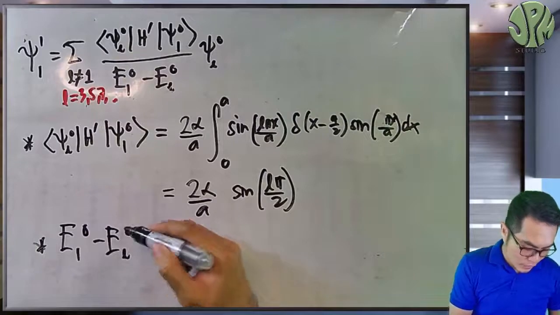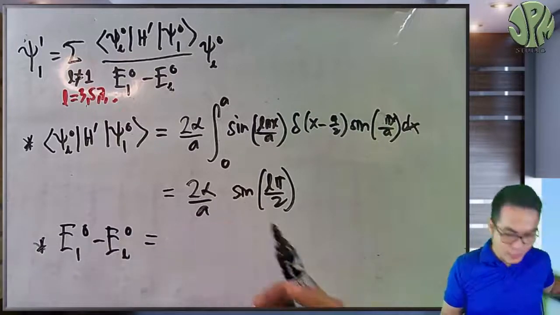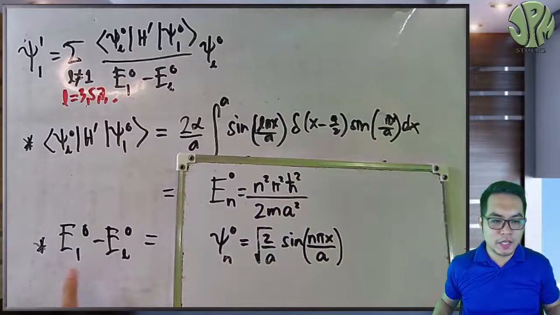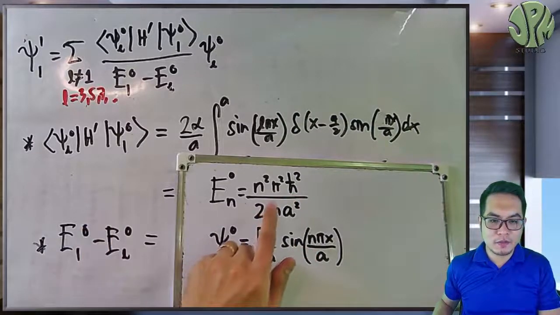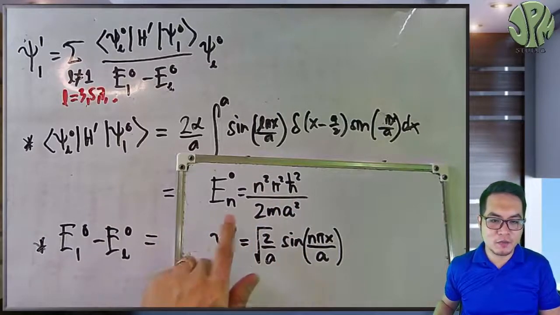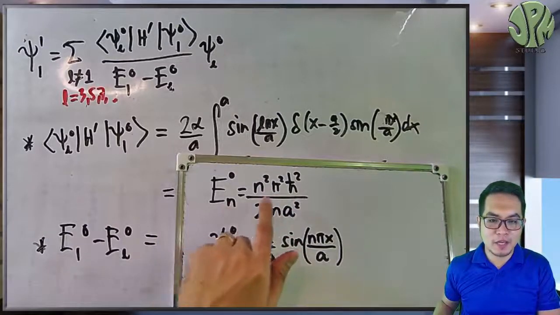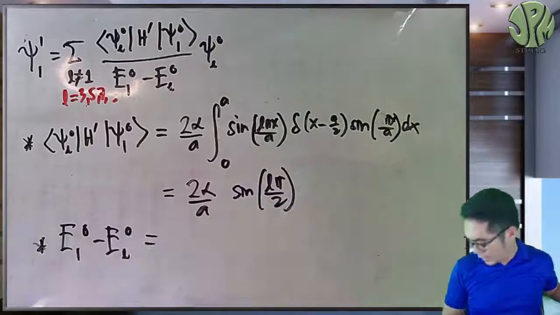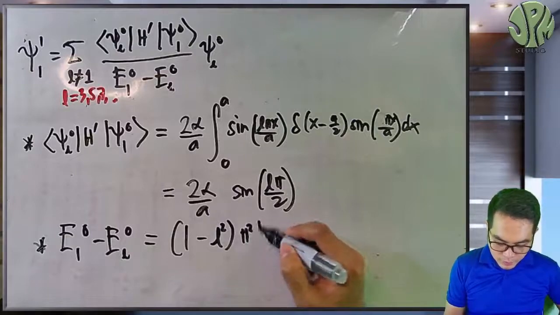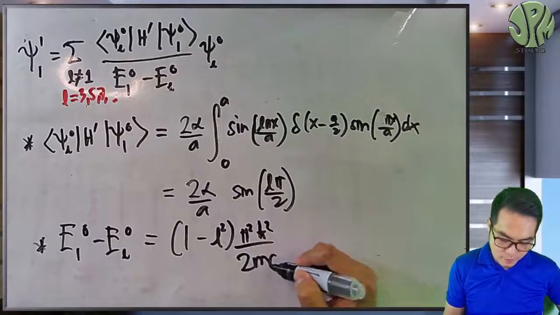Again, the energy levels are n squared pi squared h bar squared over 2m a squared. So E_1^0, for n equal to 1, is just pi squared h bar squared over 2m a squared, and for E_L^0 you replace n by L, so you have L squared pi squared, and you will get a value of 1 minus L squared pi squared h bar squared over 2m a squared.